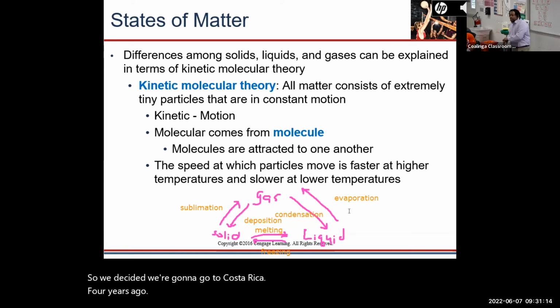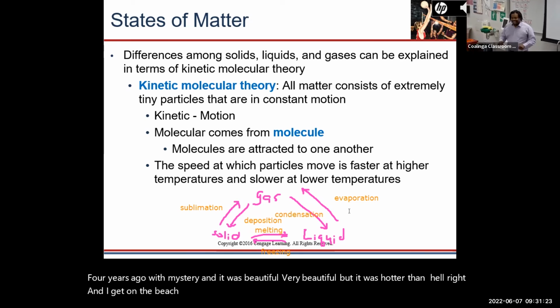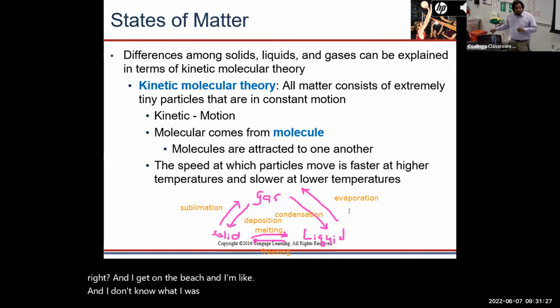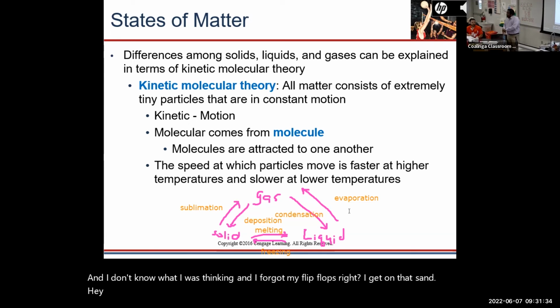4 years ago, I went to Costa Rica, and it was beautiful, very beautiful. But it was hotter than hell, right? And I get on the beach, and I don't know what I was thinking, and I forgot my flip flops, right? I get on that sand. What happened as soon as I got on that sand? It was burning my toes.